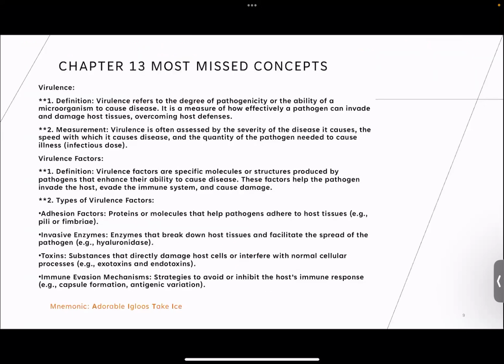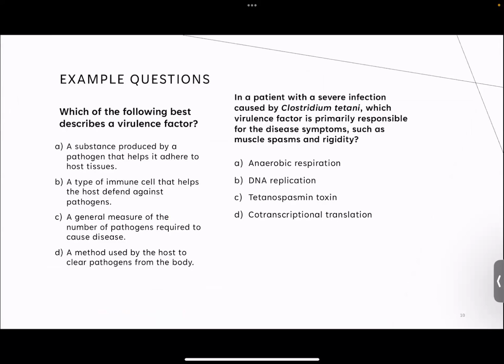All right. Next is more specific with our virulence factors. Just to remind us, a virulence factor is anything that helps an organism succeed in causing infection and disease. Helps pathogen cause infection and disease. All right, which of the following best describes a virulence factor? A substance produced by a pathogen that helps it adhere to host tissues.